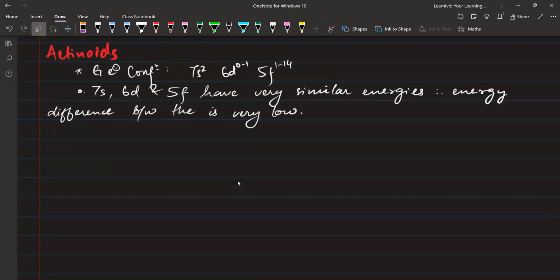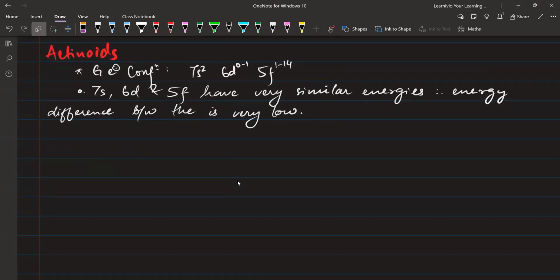In actinides it's not necessary कि 7s में 2 ही इलेक्ट्रॉन हमेशा हो. In order to gain stability, you may have configurations in which 5f is not filled and 6d is filled. ठीक है, इस तरह की configuration आपको मिल जाएंगी.